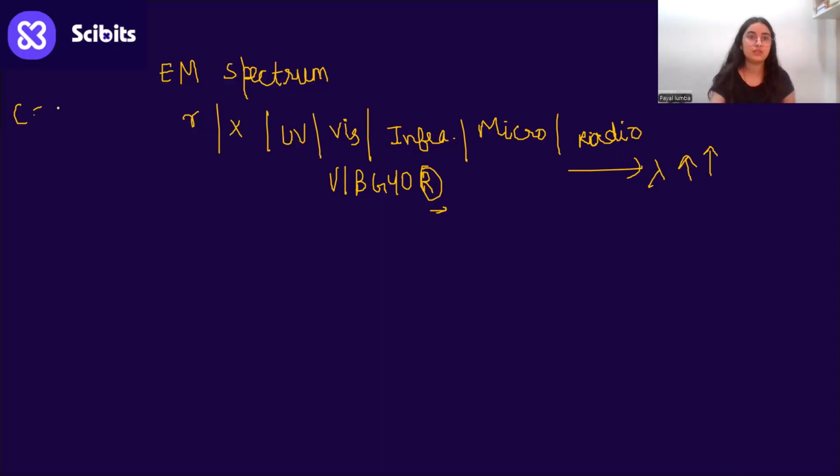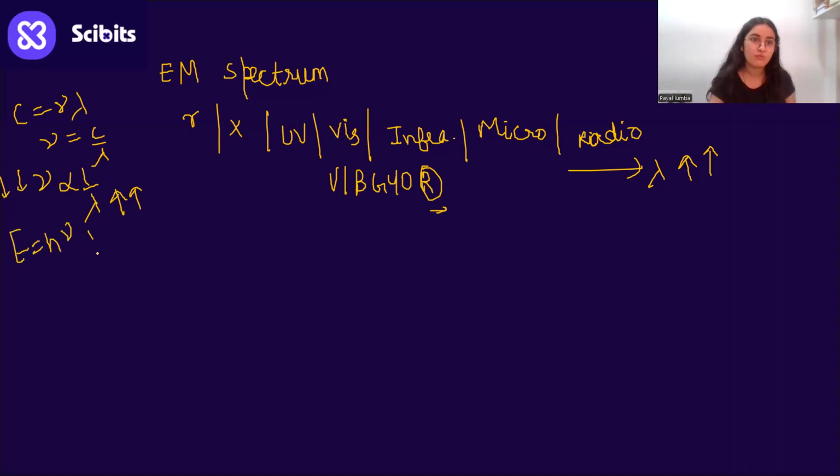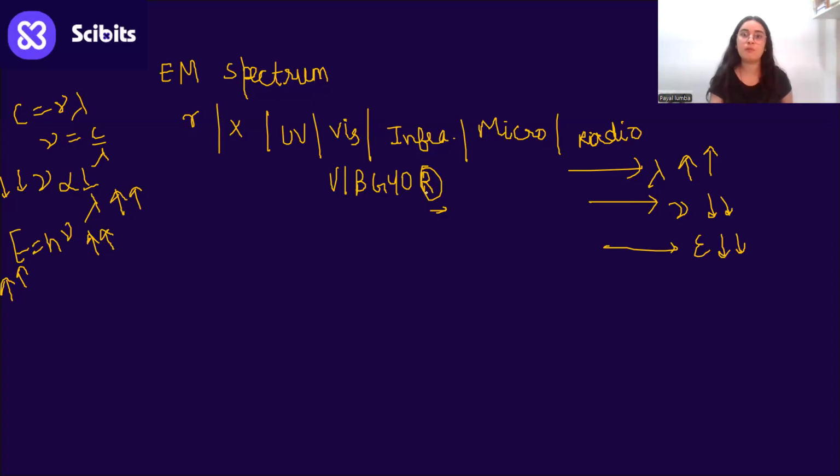And since we know that C is equal to nu lambda, nu is equal to C upon lambda, which means nu is inversely proportional to lambda. So whenever wavelength increases, frequency decreases. Since E is equal to h nu, if frequency increases, energy increases. So when we move from left to right, the frequency decreases and energy also decreases. It means a photon belonging to red light will have more wavelength, less frequency than violet, and lesser energy.